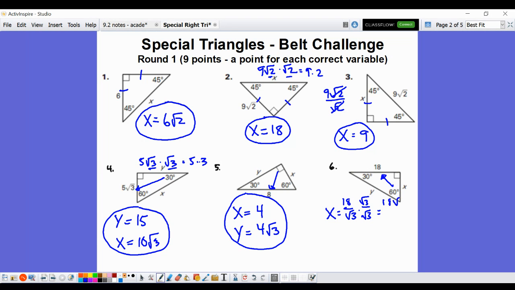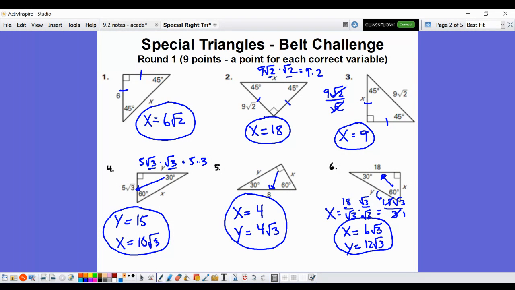That gives me 18 roots of 3 over 3. Then this 3 goes into this 18 6 times evenly. Therefore, final answer, x is equal to 6 roots of 3. To get y, that's my hypotenuse, you double that value, 12 roots of 3. Now, in that case, I'm going to guess you needed x to be able to get y.